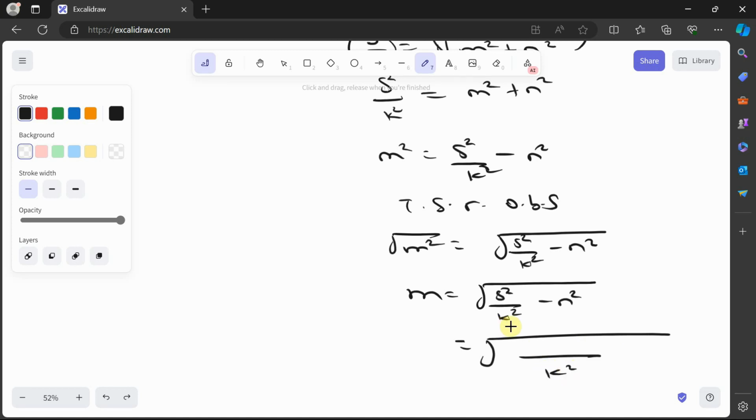So we could simplify this also and say this is like saying square root of all over K squared. K squared and K squared is 1 times S squared. This is S squared minus, this is like saying N squared over 1. K squared in 1 is K squared times N squared. That would be K squared N squared. So this is the value for M.